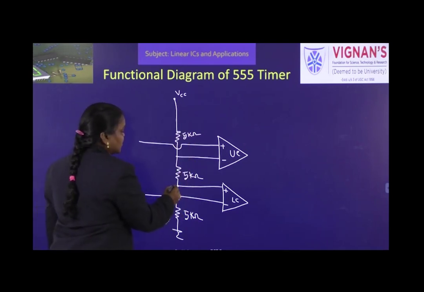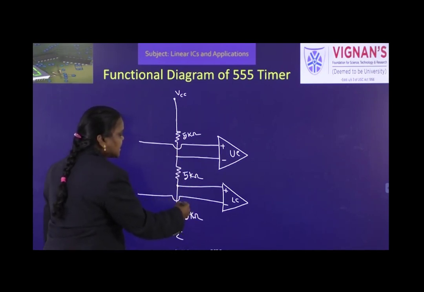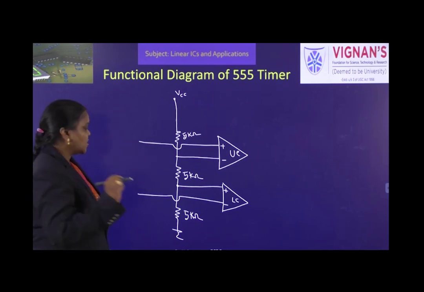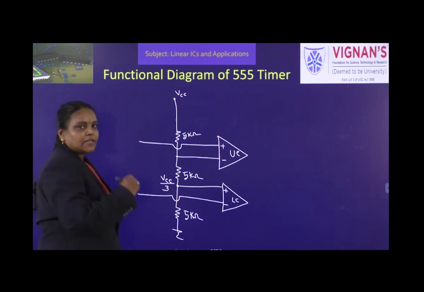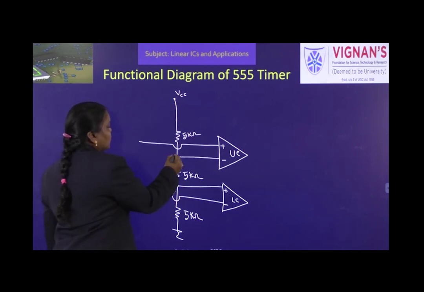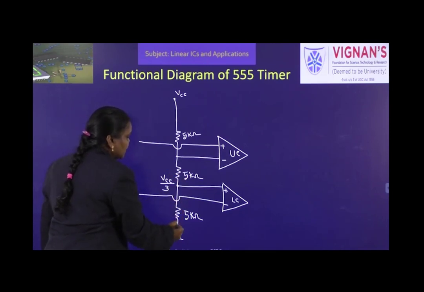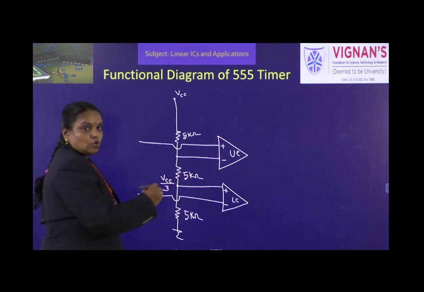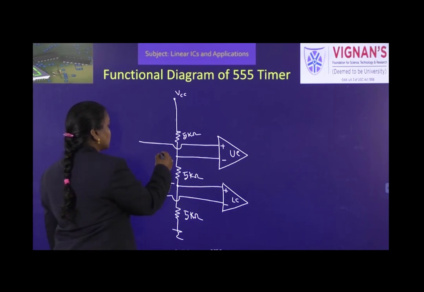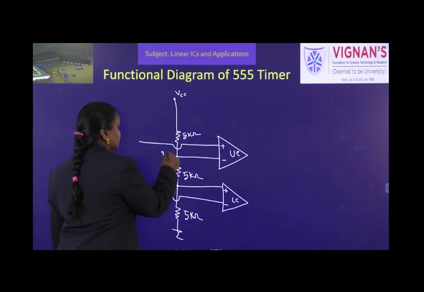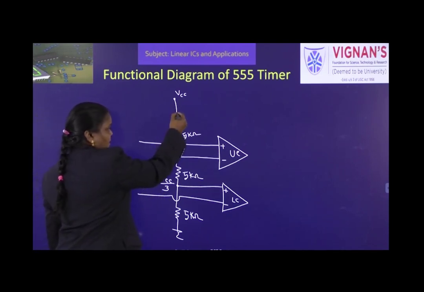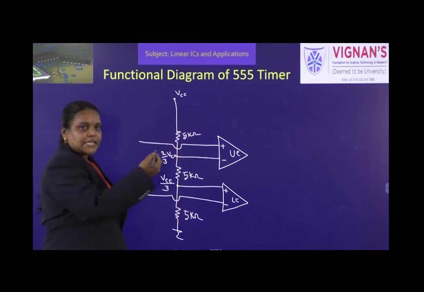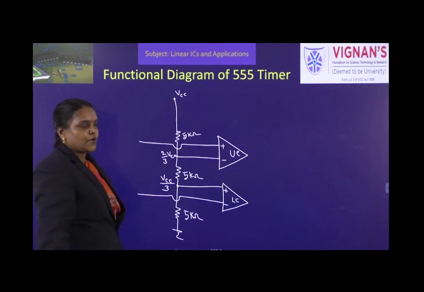So what is the voltage at this point? From this point to ground, it covers the drop across one 5 kilo ohm resistor, so it is VCC by 3, that is 1/3 of VCC. Now what is the voltage at this point? From this point to ground, it covers the drops across two 5K resistors, so it is 2/3 VCC. And here it covers all three 5 kilo ohm resistors, that is 3/3 VCC, which is nothing but the VCC point.